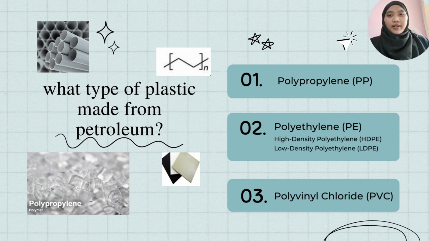These plastics are typically made through the industrial system. Most modern plastics are derived from fossil fuel-based chemicals, specifically petroleum.